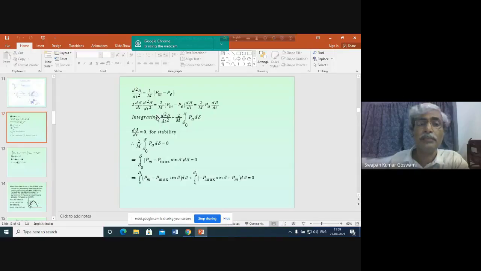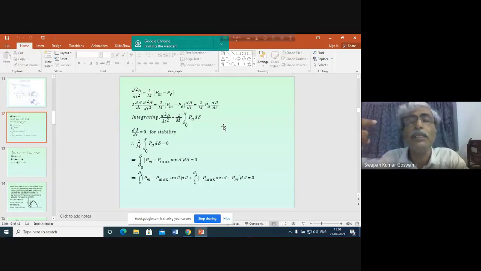Again I am repeating, this is d delta dt square. So the integration of PA d delta between these two angles, delta 0 and delta, is 0. That indicates that the total energy input or total energy extracted from the system is 0 between these two points. That means the energy actually delivered to the system must be equal to the energy extracted from the system.